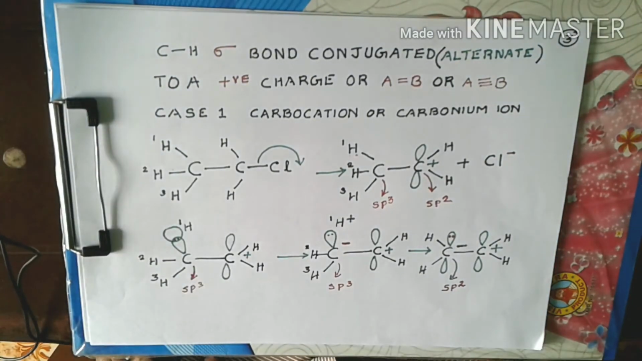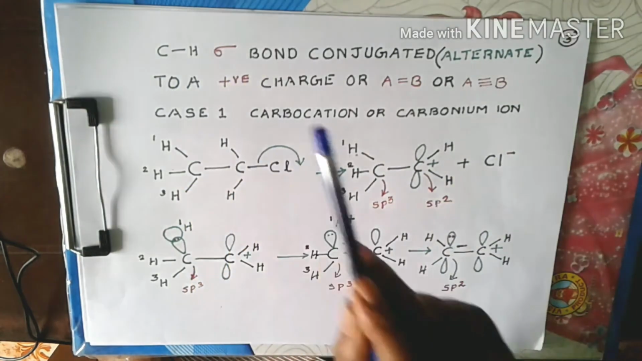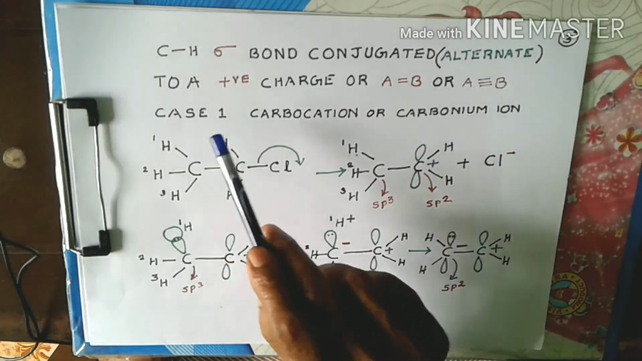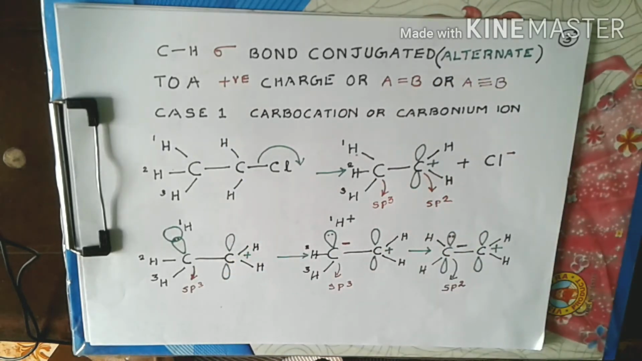Now, hyperconjugation can occur when a C-H sigma bond is conjugated, or alternate, to a positive charge or an A=B double bond or A≡B triple bond system. So, hyperconjugation is the conjugation between a C-H sigma bond and a positive charge or another double bonded or triple bonded system, or another conjugated system which is alternate to a C-H sigma bond.